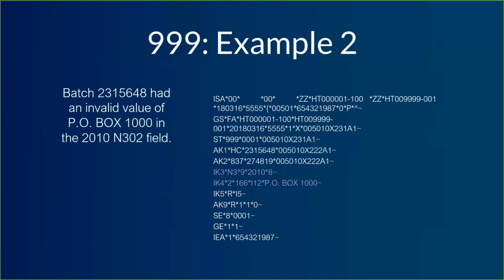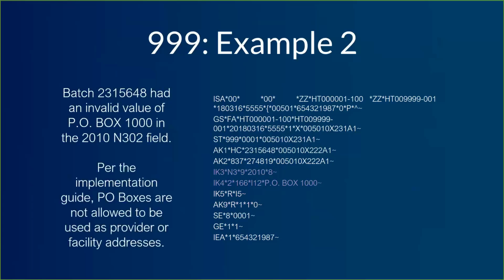This one could exist. Now, if we were to go to the implementation guide, however, we would find that the 2010 N302 was in the billing provider area, and provider addresses are not allowed to be PO boxes in those sections. They have to be street addresses. So this is a case where you may need the implementation guide to make sense of the error, because it's not something you can just look at and immediately recognize, not unless you've memorized all of these particular requirements.